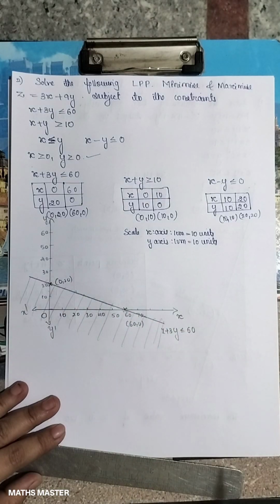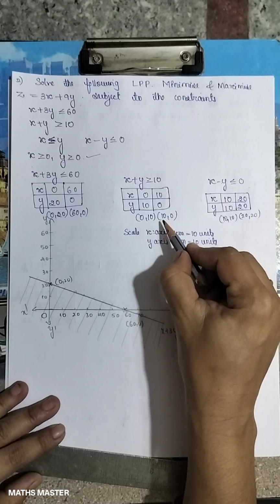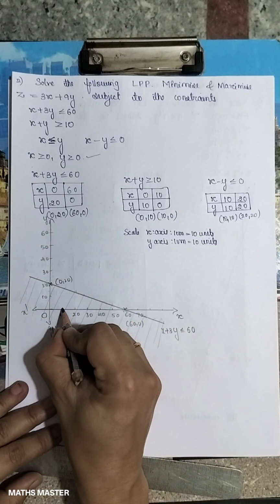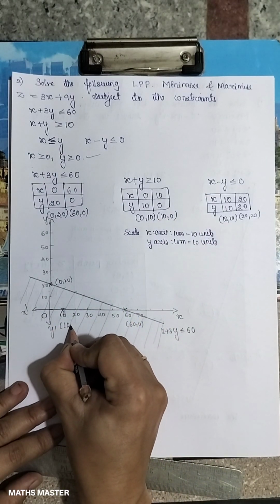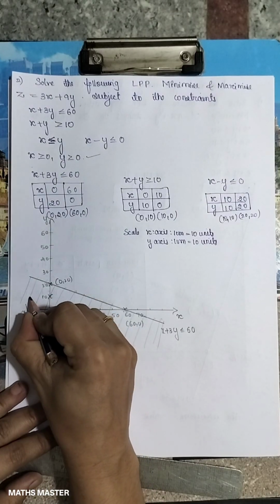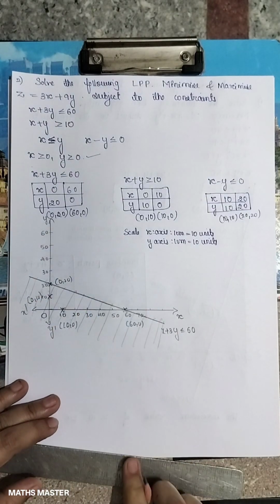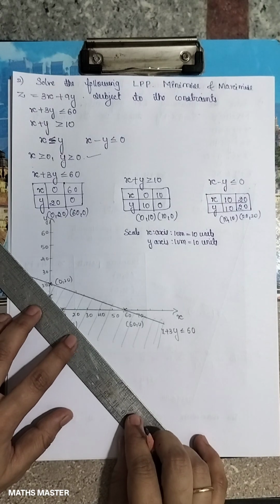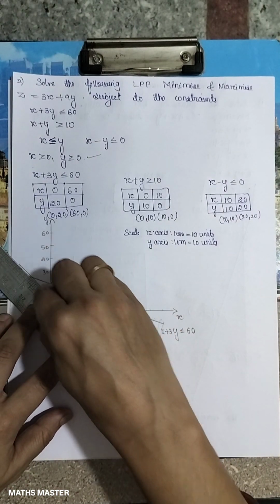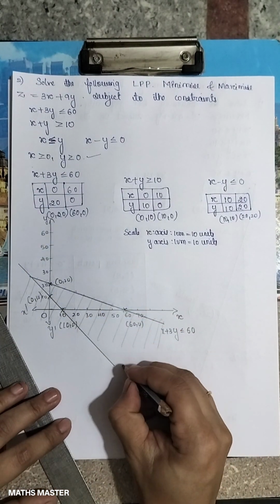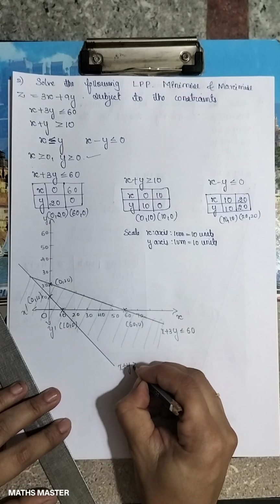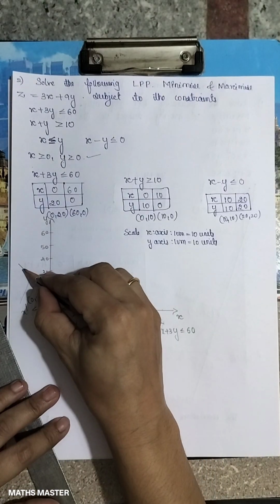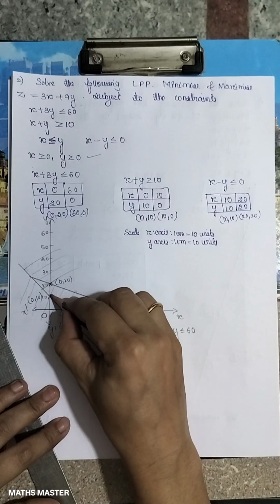Now the next constraint is 0, 10 and 10, 0. These are the 2 points we have. This is 10, 0 and this one is 0, 10. Join these 2 points. So the constraint is x plus y greater than or equal to 10. Greater than means towards the right side we have to shade.